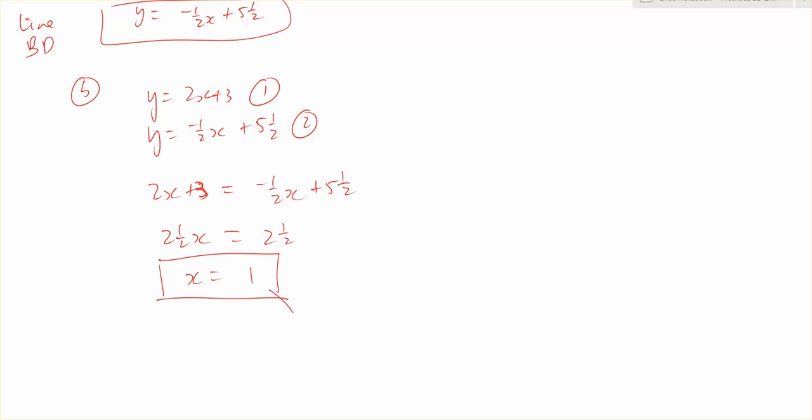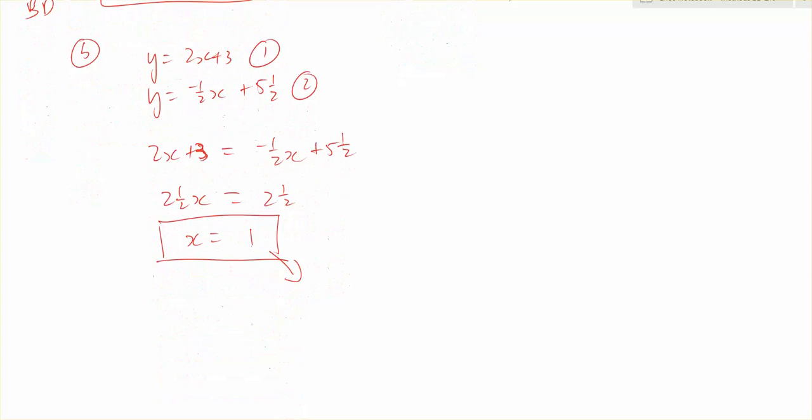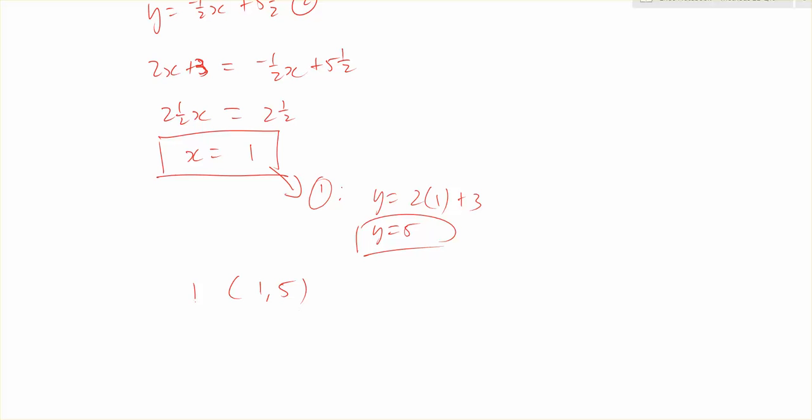To get the corresponding y coordinate of the intersect, we plug it back into either one of the equations. I'll plug it back into equation 1, and we get y equals 2(1) plus 3. So that is 5. So y equals 5. So they intersect at (1, 5). So point B is (1, 5). So point B has the coordinates (1, 5).